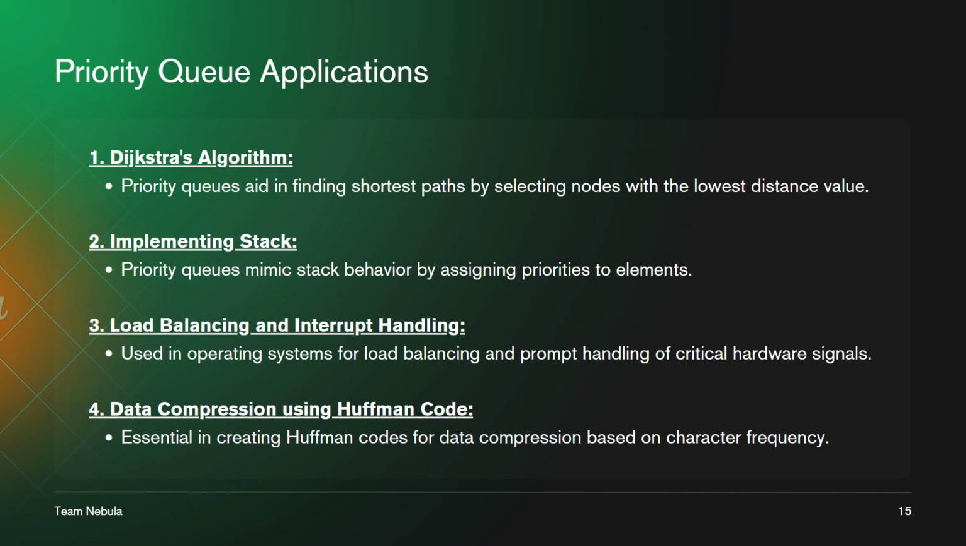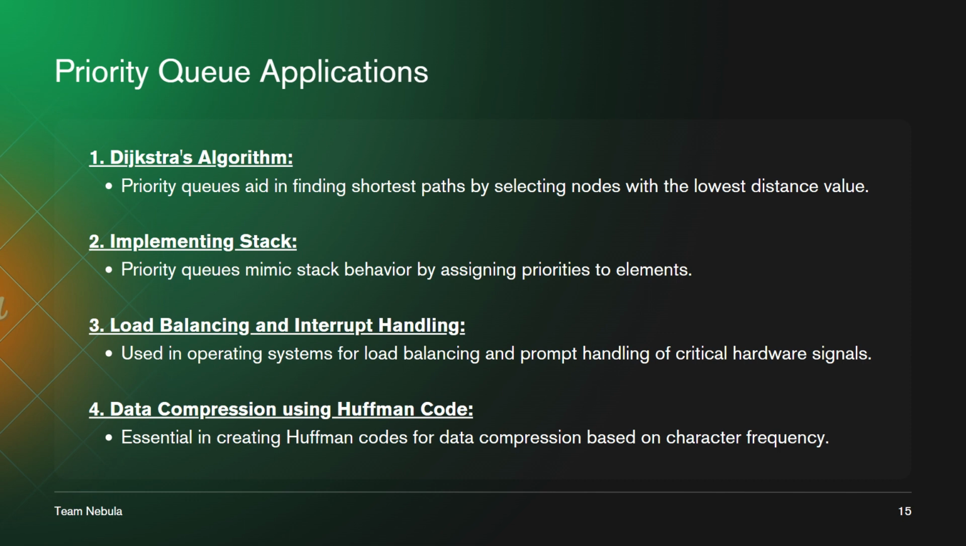Load balancing and interrupt handling. In operating systems, priority queues help manage tasks efficiently. For instance, in load balancing, processors are assigned priorities to distribute the computing load evenly. Similarly, for interrupt handling, when hardware signals need prompt attention, priority queues ensure that the most critical tasks are addressed first.